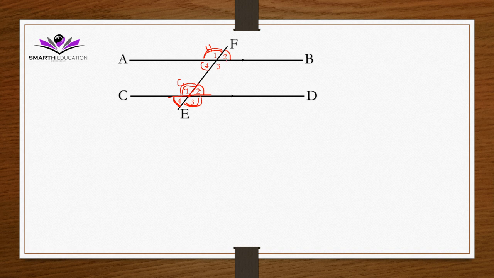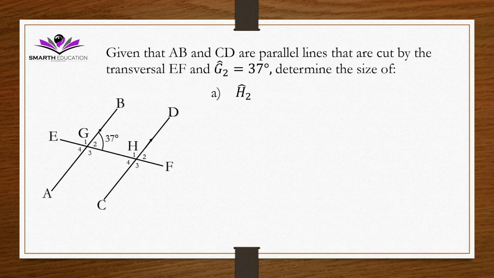And then we come to H3 and H1. They are equal because these are vertically opposite angles. They're sharing a common vertex, but they don't share a common arm or a common side. So these are vertically opposite angles. You see that? Okay, now let's try to apply what we've discussed as we do these questions.